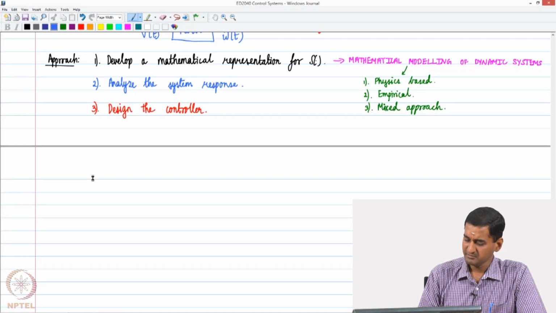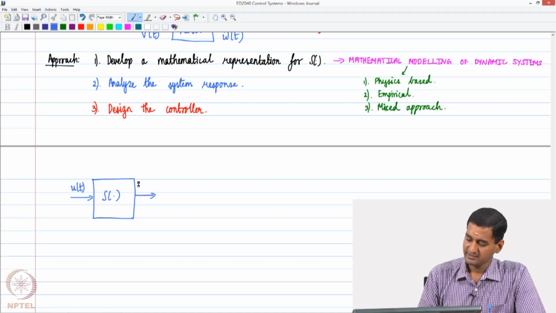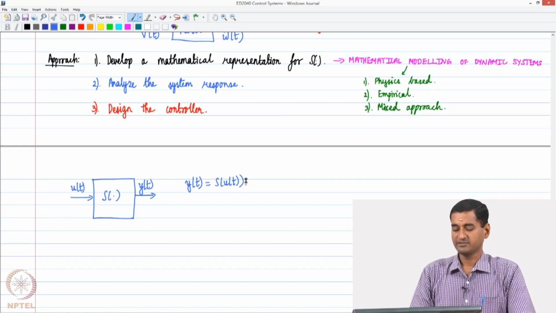What do we mean by these models, and how do we get them, and what do we use them for? That is something we need to understand. So once again I am revisiting our idea of what we mean by a system. For us, a system is a mapping between u of t and y of t.